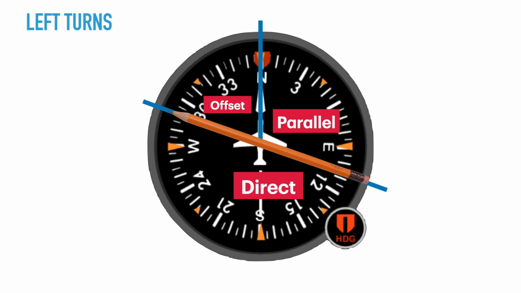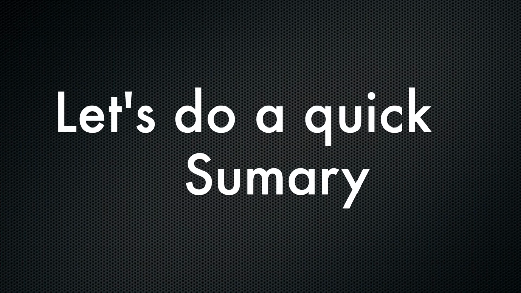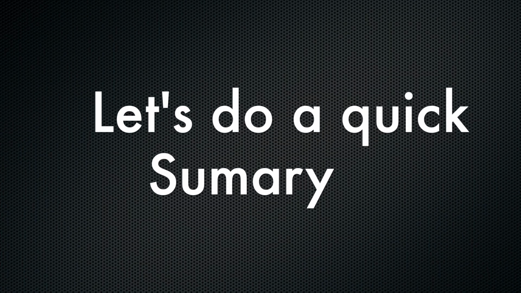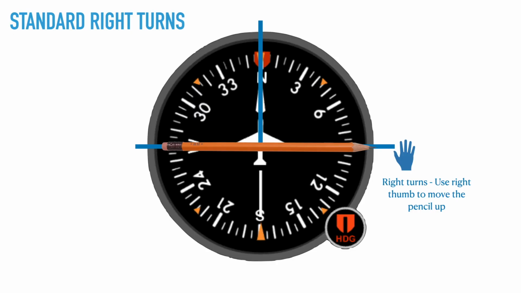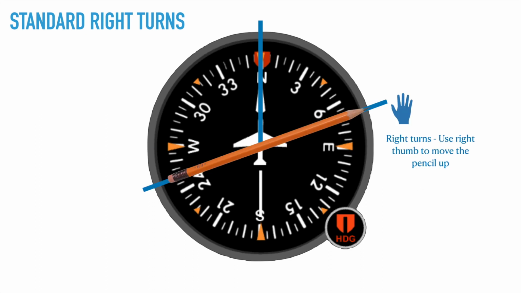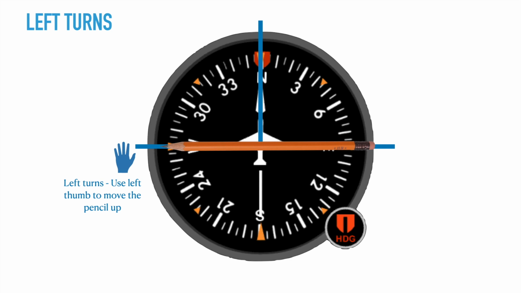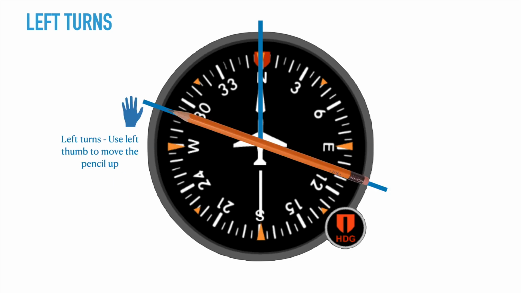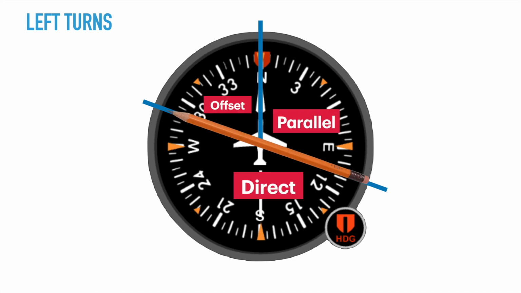So depending on where your airplane is coming from, you input the inbound radial, superimpose it on top of the heading indicator, and then you're going to know whether to do a direct, parallel, or offset entry. Once again, to summarize, if it's a standard right-hand turn, we use our right-hand thumb and move the pencil off to the right-hand side to figure out our quadrants. And if it's a left-hand turn, the non-standard hold entry, we use our left-hand thumb to move the pencil off to the left-hand side by 20 degrees. And now we can clearly see the quadrants.